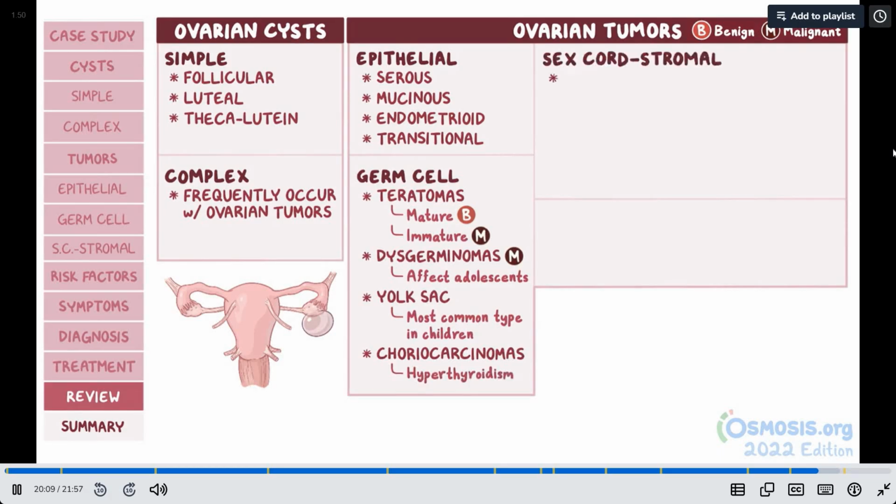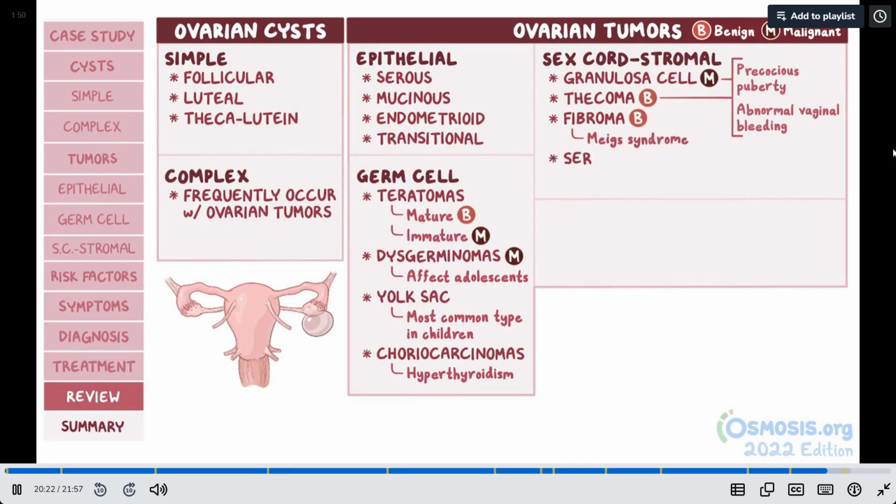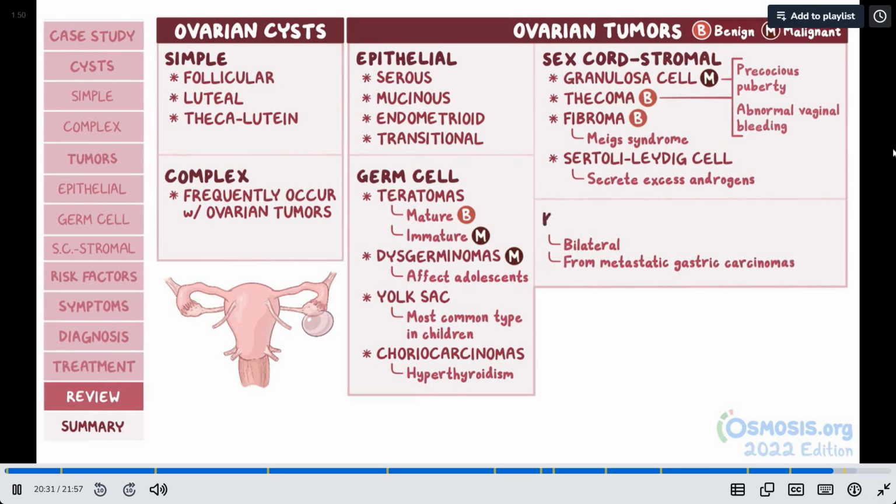Sex cord stromal tumors include granulosa cell tumors, which are malignant, and thecomas, which are benign. Both are associated with precocious puberty or abnormal vaginal bleeding. Fibromas are benign and are part of Meigs syndrome, while Sertoli-Leydig cell tumors can secrete excess androgens. Finally, bilateral ovarian tumors usually arise from metastatic gastric carcinomas and are known as Krukenberg tumors.